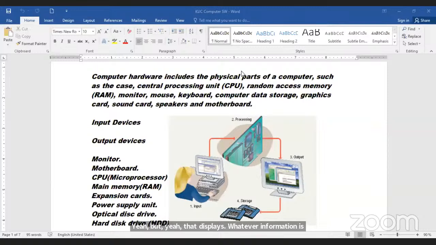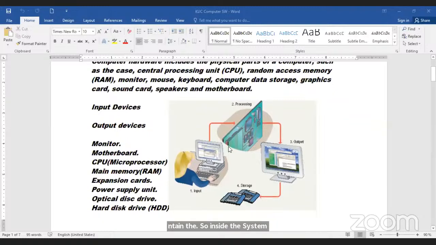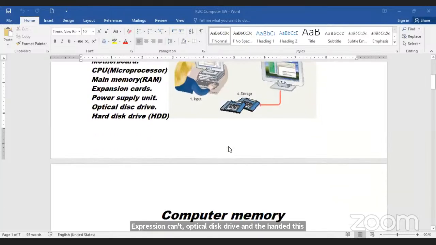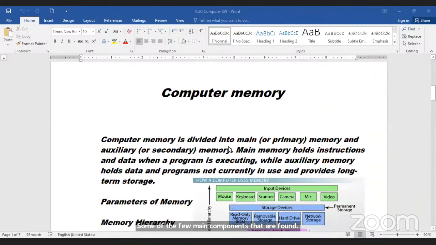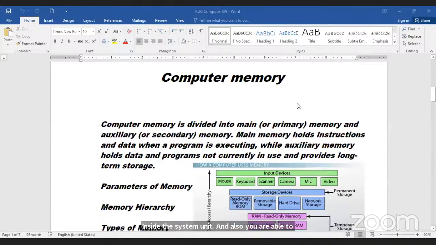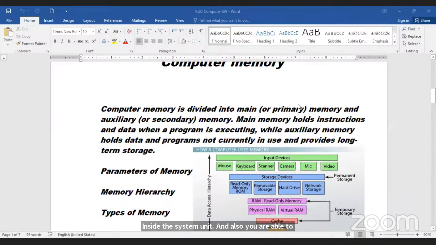So inside the system unit, we identified the motherboard, CPU, main memory, expansion cards, power supply, optical disk drive, and the hard disk. These are some of the main components found inside the system unit. And also we were able to identify computer memories, which are divided into primary memory and secondary memory.